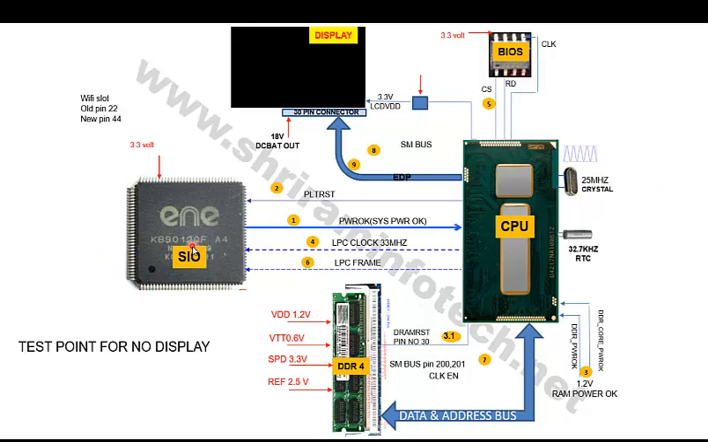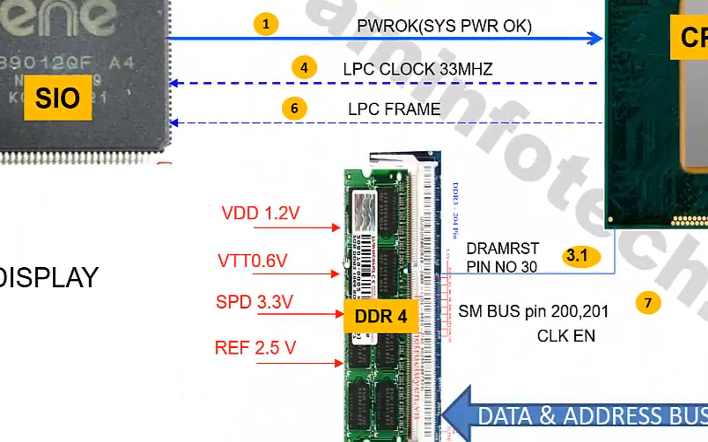So here is the SIO which generates the system power OK. The 3 volt will appear at the system power OK pin. That means the SIO is saying to the PCH or the CPU that all the power planes are OK, including this RAM power also. This DDR4 RAM requires a total of 4 levels of voltage, that is 1.2, 0.6, 3.3 and 2.5. These 4 voltages are required for the RAM: VDD, VTT, SPD and reference voltage.